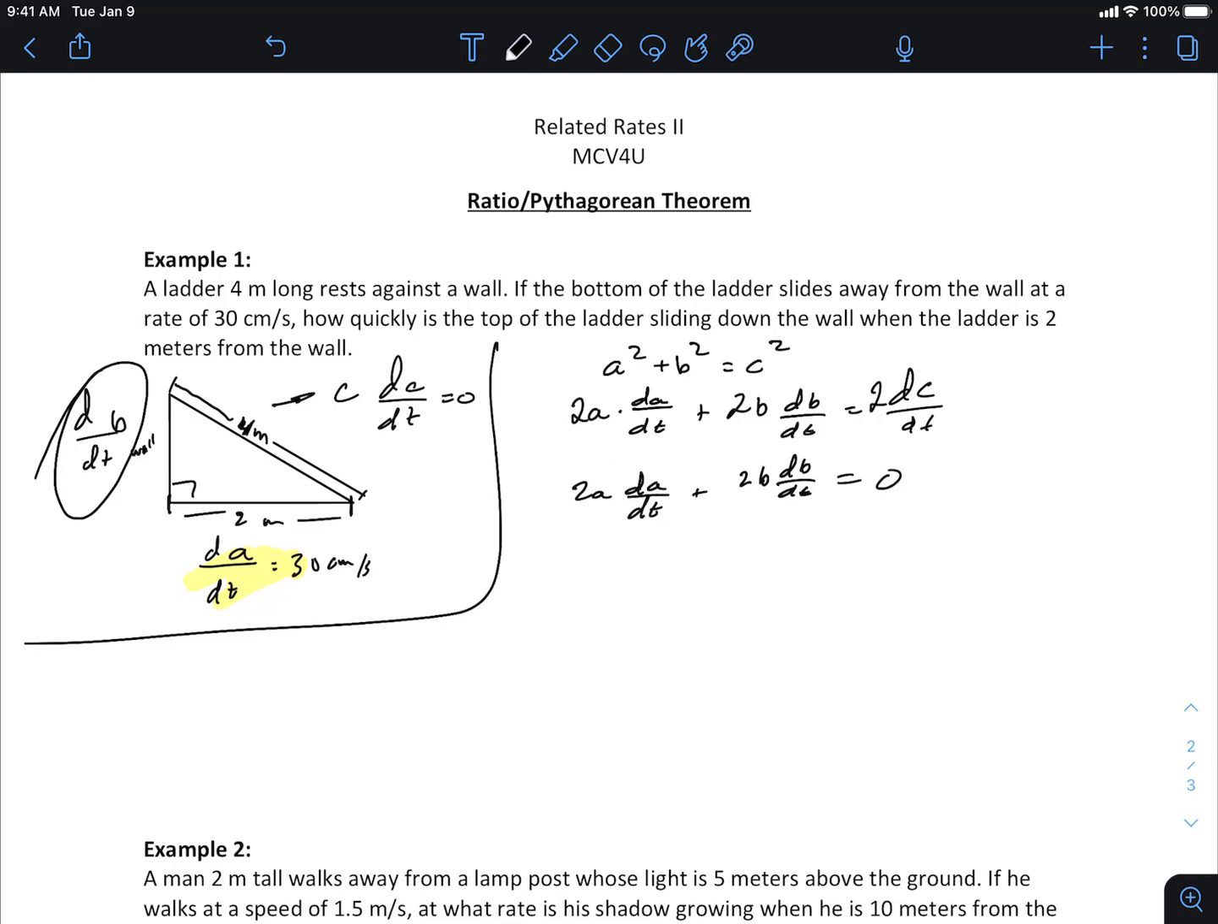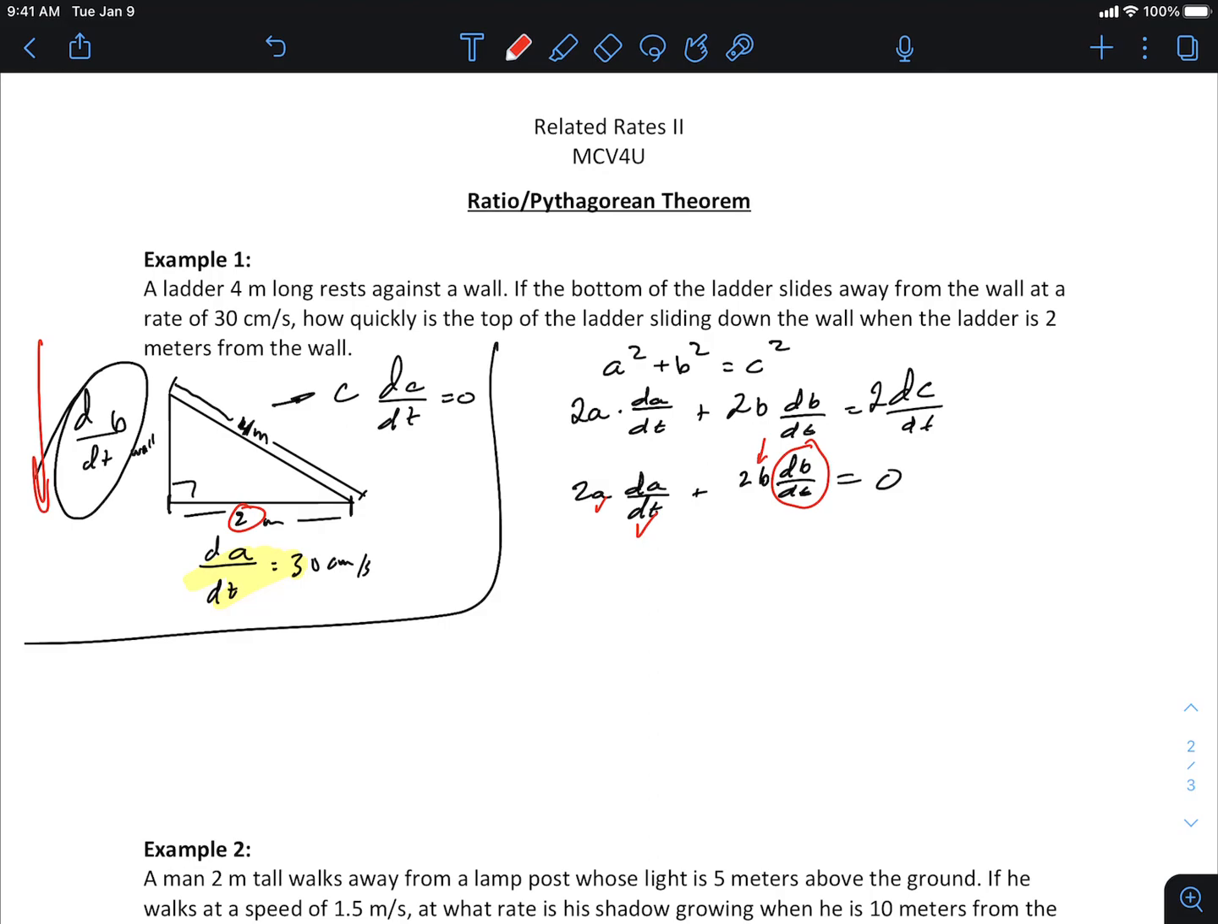Now hopefully we can try plugging in some values and see what happens. What am I interested in? How is the ladder moving down the wall, at what rate? If I examine everything here, I know how far it is from the wall. That's the 2. I know the rate at which it's moving from the wall. That's dA by dt. The problem is I don't know b at the moment, but that's not an issue.